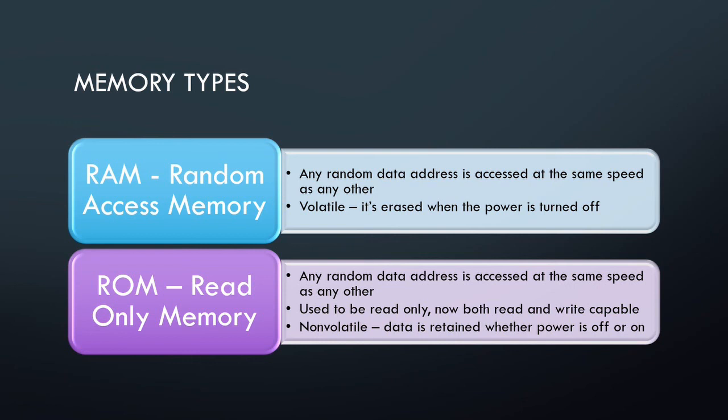What's also important to remember with RAM is that it's volatile. What that means is if you turn the power off, the memory is wiped clean. Whereas with ROM, read-only memory, it is non-volatile. So if you turn off a system with ROM, and when you turn it back on, the data stored in the memory will still be there. And just like RAM, all of the data addresses are accessed at the same speed.